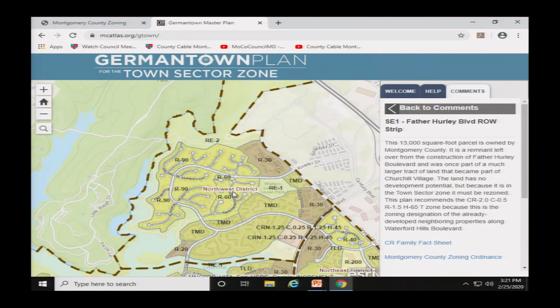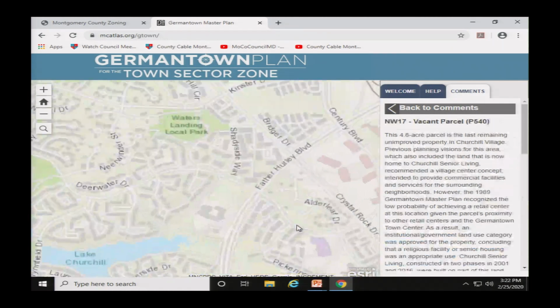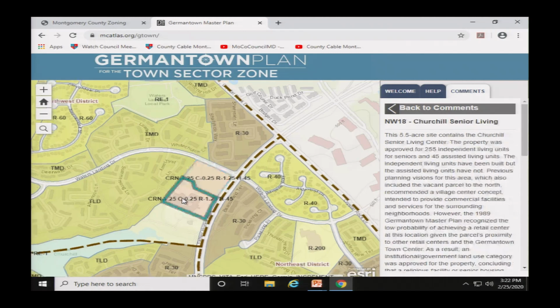17 on page 8, page 32 of the map. You could also see 17. It's one of 2 purple properties on the map. Right, gotcha. And then the one next to it is the Churchill Senior Living property.